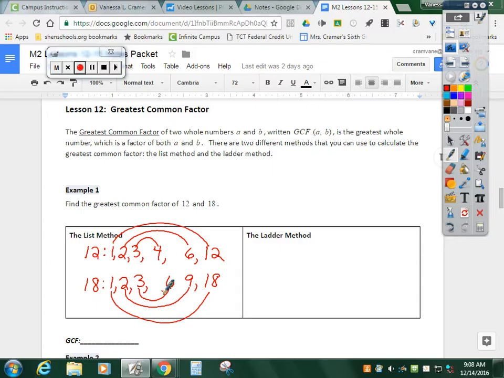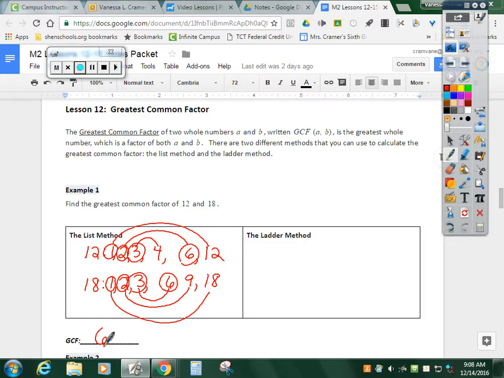So now I look at the ones they have in common. They both have 1s. They both have 2s. They both have 3s, and they both have 6s. So the GCF, or greatest common factor, is 6. I like the list method.